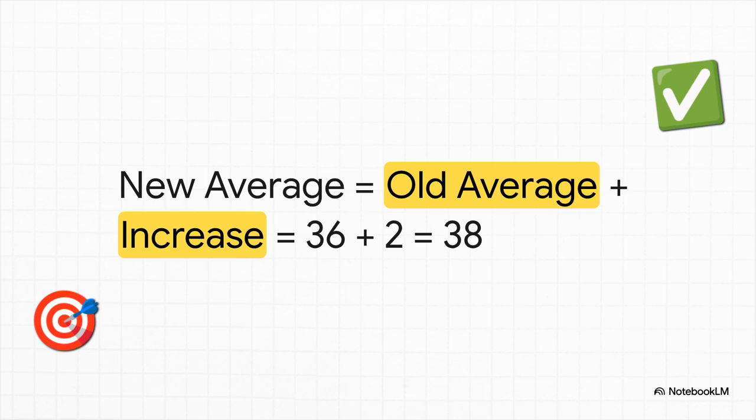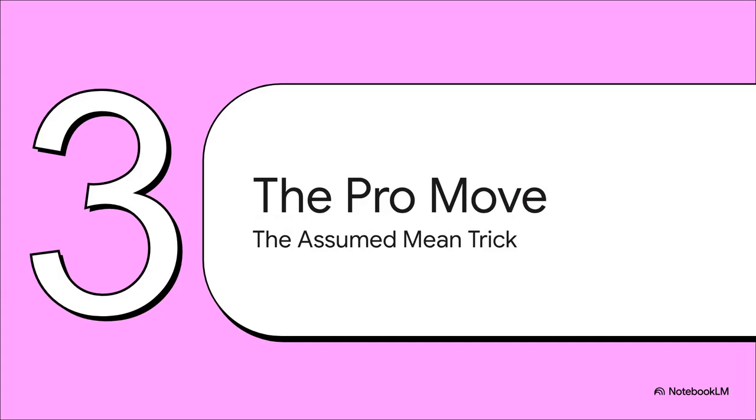See that? No huge multiplication, no weird division, just a few simple logical steps. So much faster. All right, let's level up one more time. This next technique feels like a superpower, especially when you're looking at big, ugly numbers and you don't have a calculator. It's called the assumed mean method.